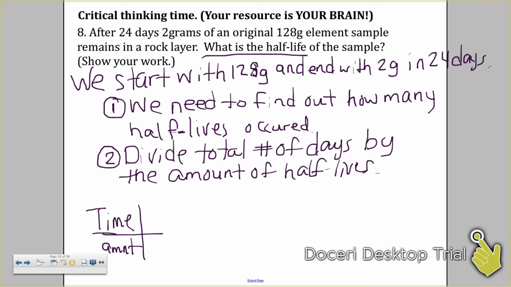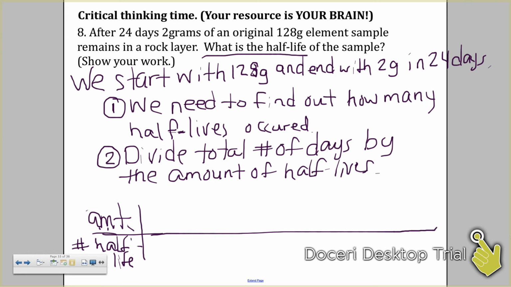Oh no, I'm sorry. That's not what we want to do. I apologize. We want to do amount and half-life. And when I say half-life, that means the number of half-lives that have occurred. All right? So now, looking at this, we start with what? 128 grams. We know that that's going to decay to what? Half of 128 is? 64 grams.